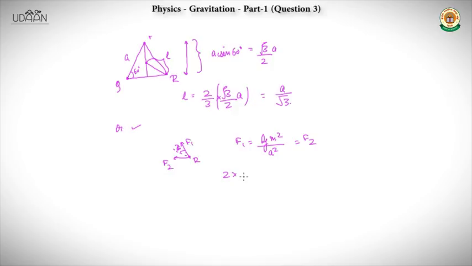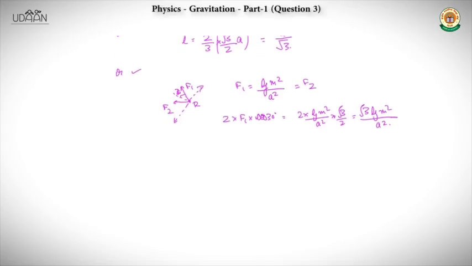That would come out to be 2 into F1 into cos 30 degrees. This is the angle 30 degrees, and there will be 2 forces acting on it. So this would be equivalent to 2 into Gm square upon a square into cos 30 degrees, which is equivalent to root 3 upon 2. So root 3 Gm square upon a square. You can see that the perpendicular ones would cancel off. So hence the net force on this particle would be F net equivalent to root 3 Gm square upon a square, and the radius of the circular motion would be a upon root 3.